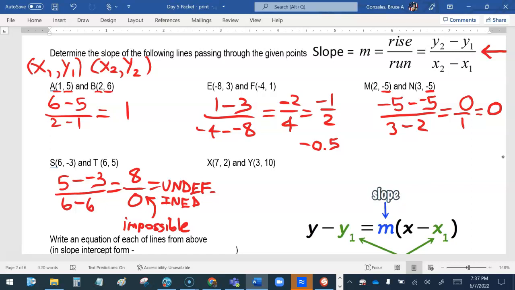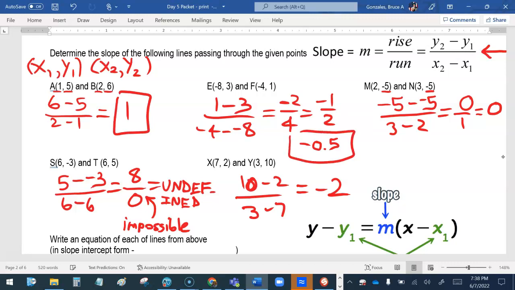Now let's do the next one. Last one together real quick. On top is 10 minus 2. On the bottom is 3 minus 7. We end up getting 8 on top, -4 on the bottom. That should be -2 as our slope. 8 on top, -4 on the bottom, -2. Okay, so we found all these slopes. We got 1, negative 0.5. We got 0, and we know that 0 slope means it's horizontal.